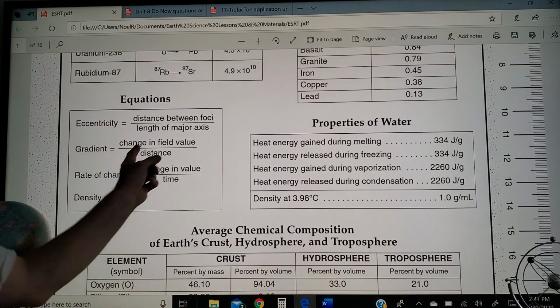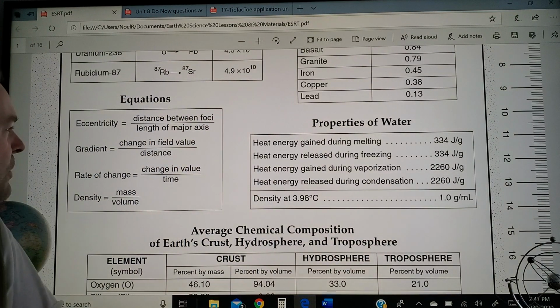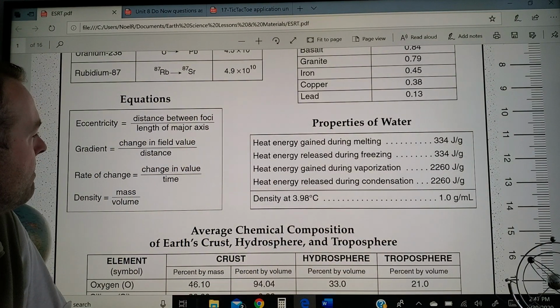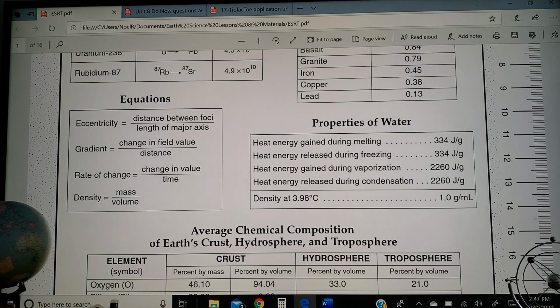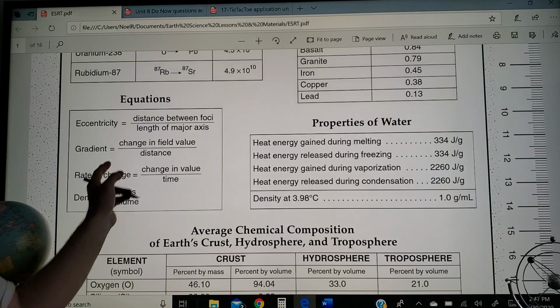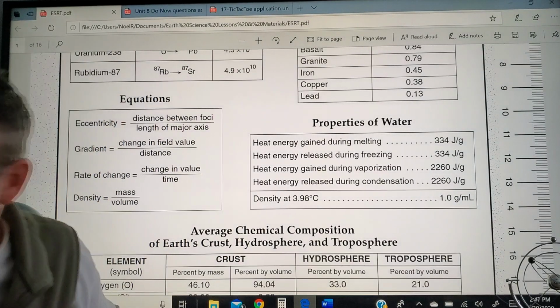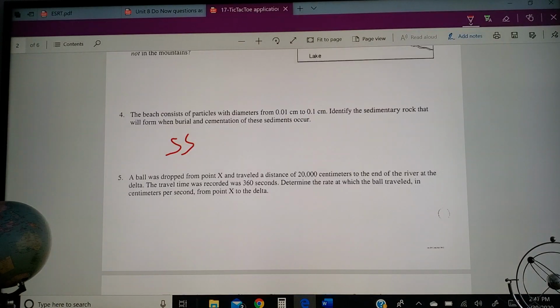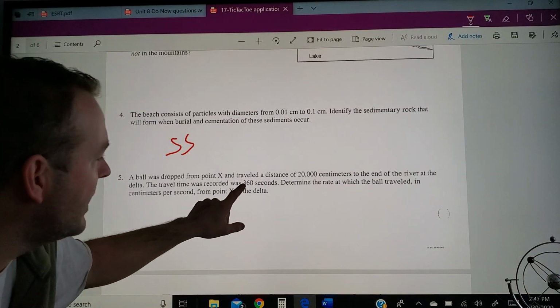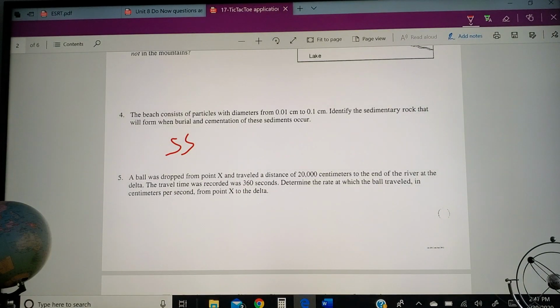It says change in field value over distance, but in this problem, the change of field value looks like, well, let's see, what is it, elevation? Let's see what we have here. Change in value, excuse me, that was the gradient. I meant the rate one. Change in value over time. So let's go over here. The time is 360 seconds. The value is distance. So we're going to do 20,000 divided by 360.